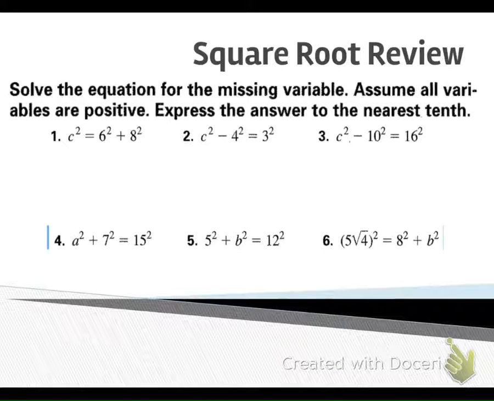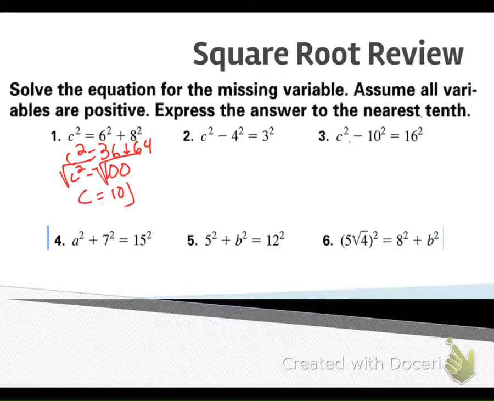Okay, so our first one, you see that you have 36 plus, what's 8 squared? 64. When we add 36 and 64, what do we get? 100. What do I do now? Square root. C equals 10.